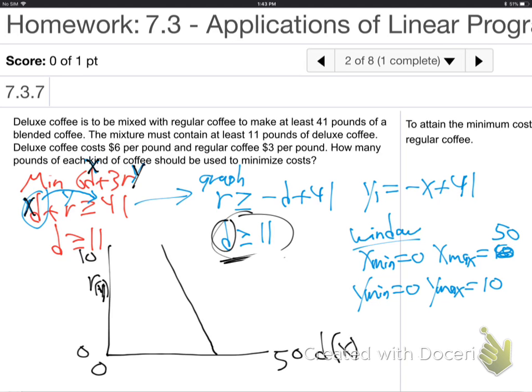Because on the calculator, all you can graph is y1 equal, y2 equal, y3 equal. You can only graph when they have a y in them. So if an equation like this second one, d greater than or equal to 11, has only an x, that's x greater than or equal to 11, then you're going to have to do it by hand. You can't do it on your calculator. Your calculator has to have a y to do it.